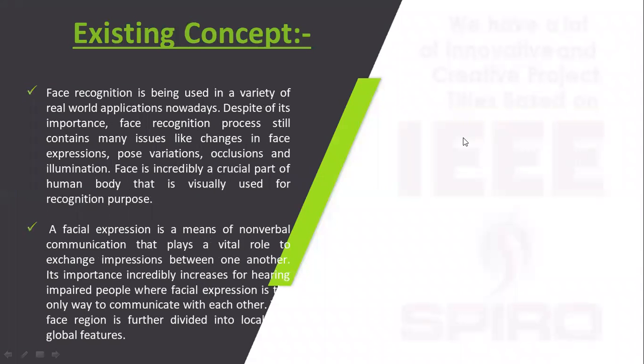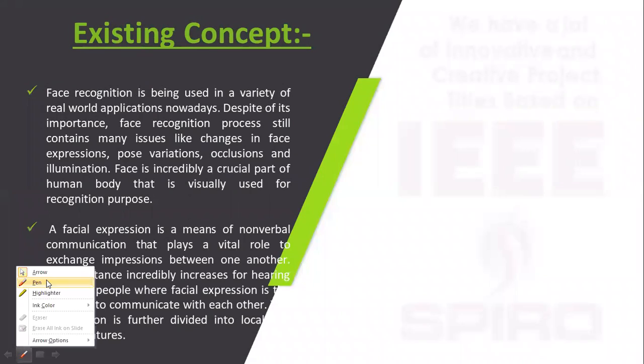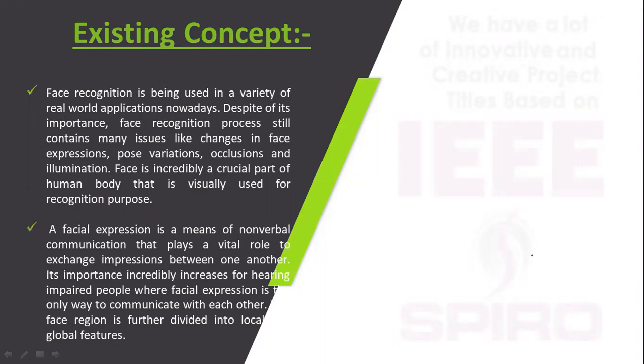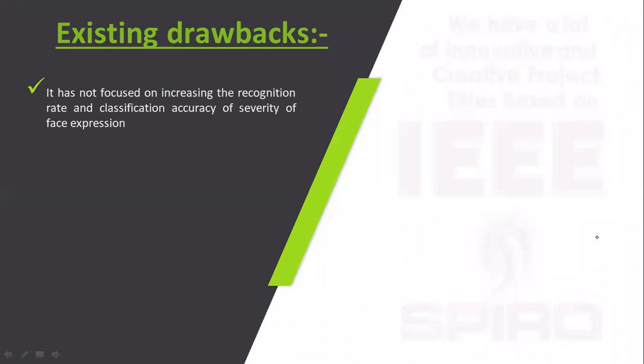So in the existing system, they have used cascaded convolution to detect only the facial expressions. They have only detected the facial expression using the cascaded convolution. The main drawback of this is that it does not have any classification accuracy of the face expression. It just detected the facial expression, but it does not classify the expressions.